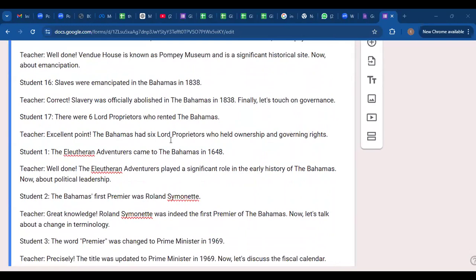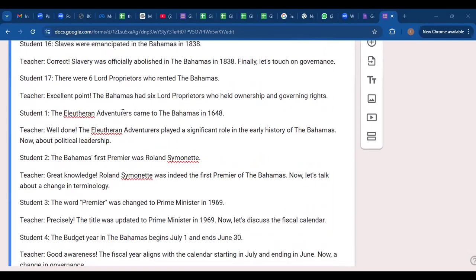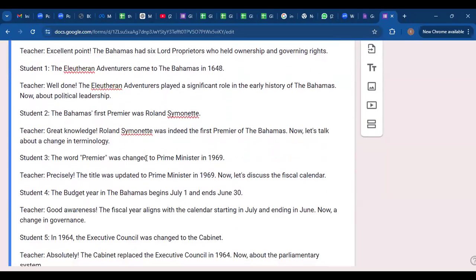Okay, stop right there. Randolph Bethel, the Eleutherian Adventurers. The Eleutherian Adventurers came to the Bahamas in 16. Well done. The Eleutherian Adventurers played a significant role in the early history of the Bahamas. Now about political leadership. The Bahamas' first premier was Roland Symonette. Great knowledge. Roland Symonette was indeed the first premier of the Bahamas.